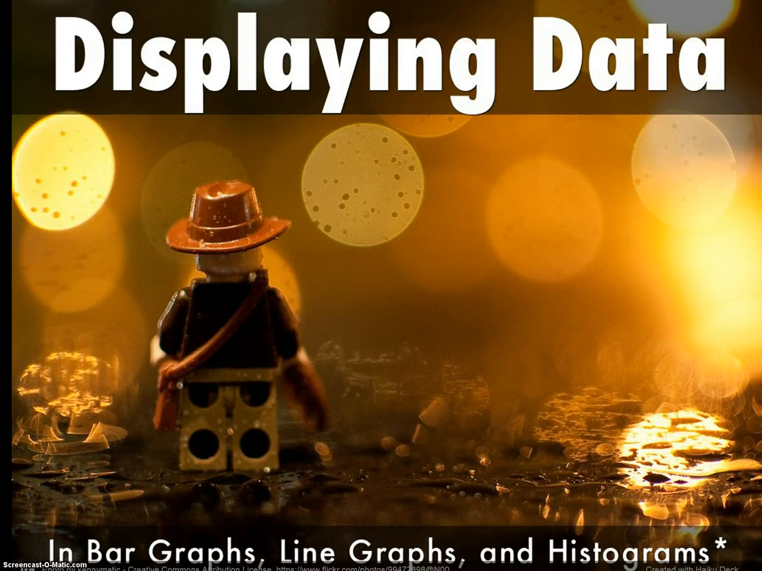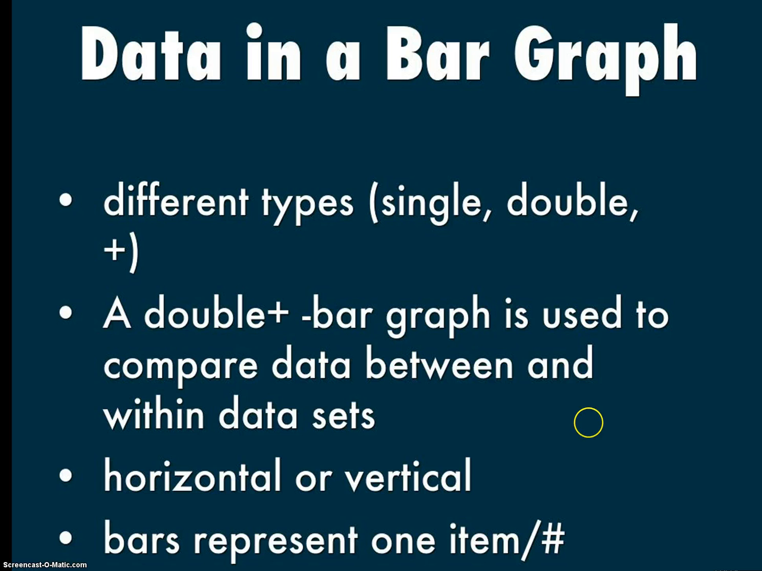Hi everybody, today we're going to be talking about how we can display data. We're going to be touching on 3 different types of ways to display data. There are many more, but today we're just going to be talking about 3: bar graphs, line graphs, and a new one for you maybe, a histogram. So just like this Lego man, we're going to settle up. Let's do this. All right.